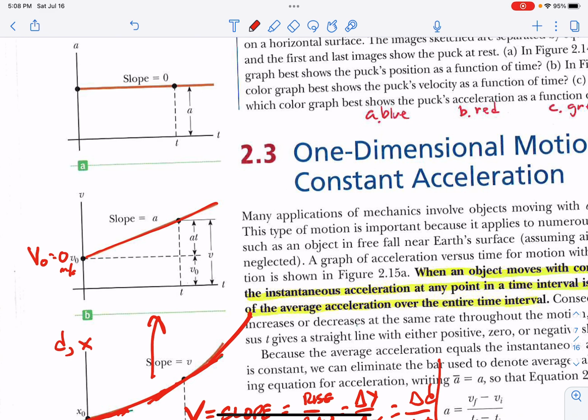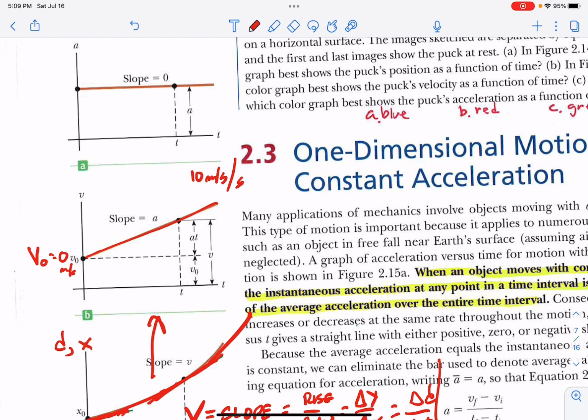Let's say that our acceleration was 10 meters per second every second. That means after 1 second, we'd be traveling 10 meters per second. After 2 seconds, we're at 20 meters per second. After 3 seconds, we're at 30 meters per second, and so forth. We have a constant positive slope that does not vary, so we have a constant acceleration.